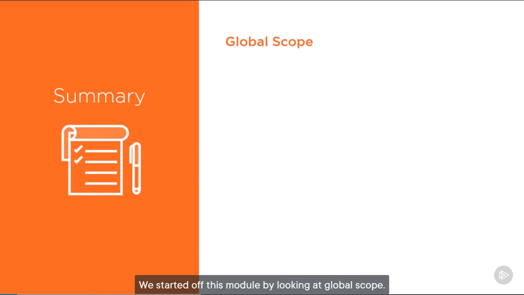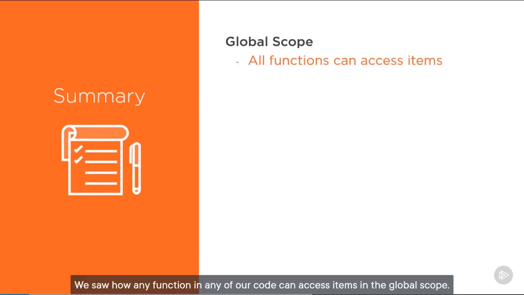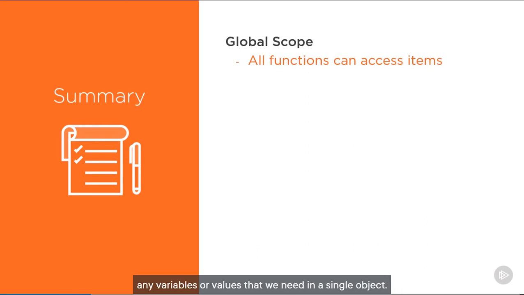We started off this module by looking at global scope. We saw how any function in any of our code can access items in the global scope. We also saw how it's a good idea not to pollute the global scope and keep any variables or values that we need in a single object. Usually you'll see an object like that called app for application.